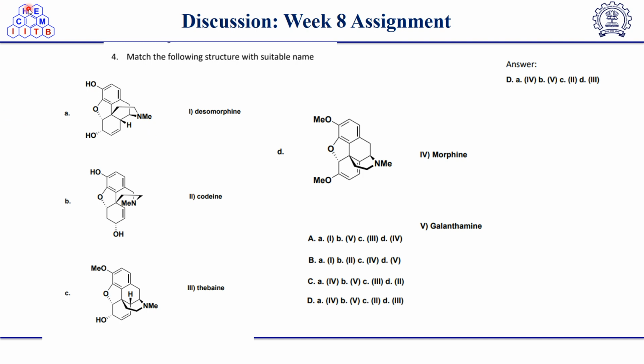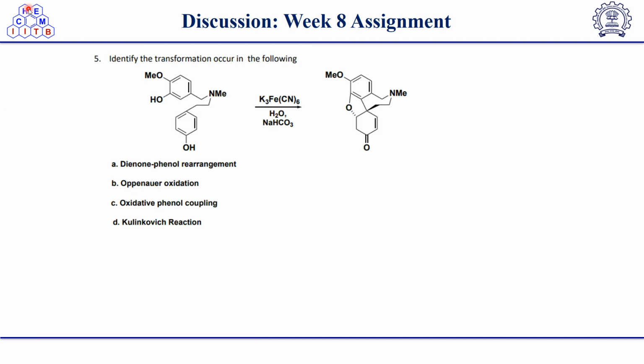Moving to the fifth question of assignment 8: identify the transformation occurring in the following. This particular compound is treated with potassium ferricyanide, water, and sodium bicarbonate. We have to identify what reaction is happening here: dienone phenol rearrangement, oxidative phenolic coupling, or Kulinkovich reaction. Out of these reactions, which is responsible for this particular transformation?